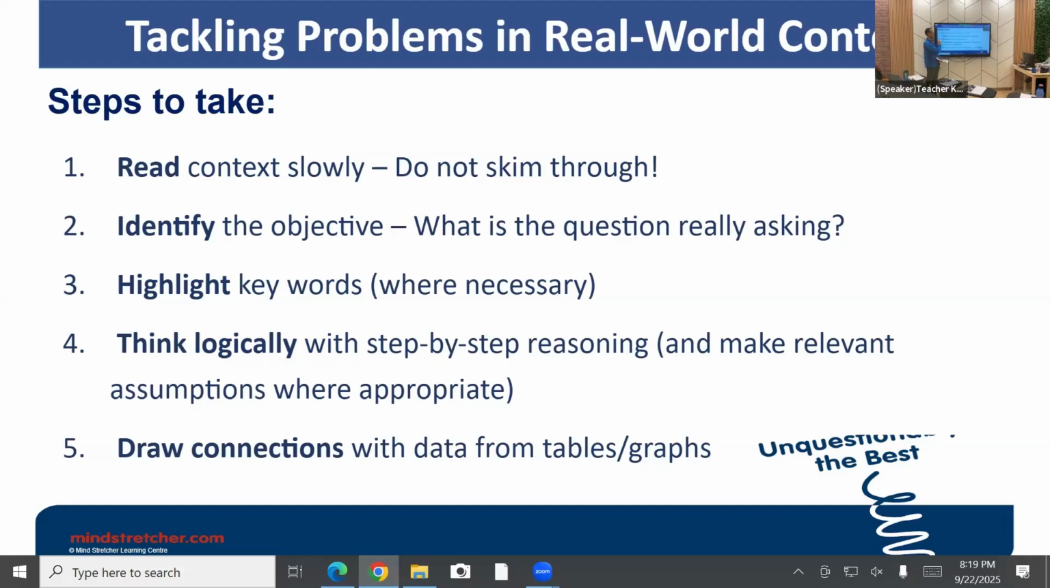And then highlight keywords where necessary. When you have such a big chunk of information, it will be good that you do some highlighting so that you know which are the itemized things that you will need to use for your calculation, right? And then also to think logically with step-by-step reasoning and make relevant assumptions where appropriate. So sometimes you may need to do some assumptions as well.